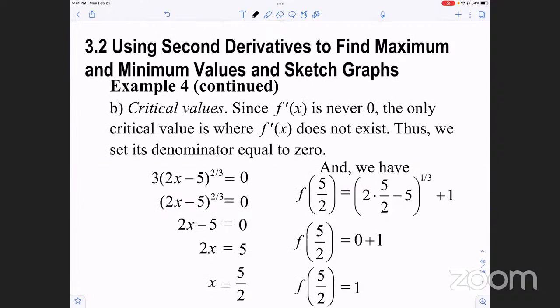Okay, let's keep going. So the critical value occurs when the first derivative is 0. So they set it as 0. You can divide both sides by 3. So if you have it to the power of 2/3, you can raise both sides to the power of 3/2, but 0 to the power of 3/2 is still going to be 0. So then you get 5/2 for x there.